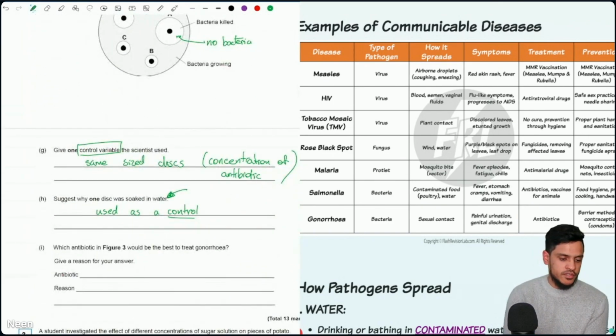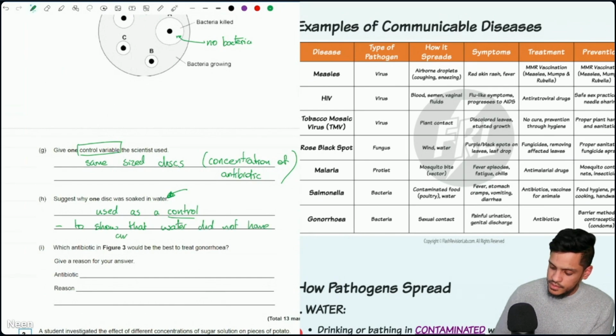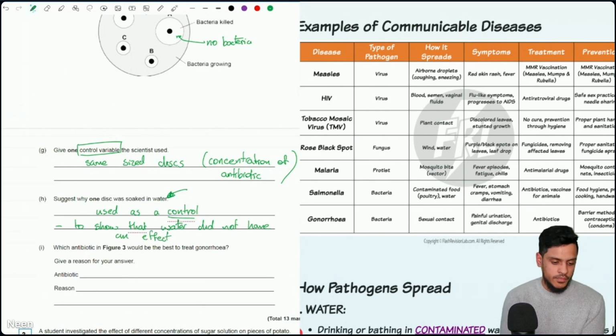So you can say used as a control as the answer, or you can say to check that water didn't have an effect, or to show that water did not have an effect. Either one's fine. You got that wrong in a mock test. Okay, hopefully in your actual exams, you won't get it wrong.